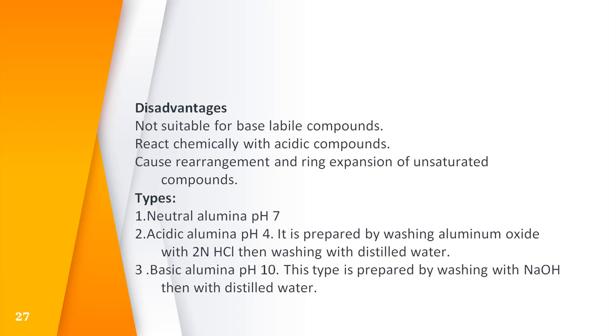Disadvantages of alumina are: it is not suitable for base labile compounds. It reacts chemically with acidic compounds. It causes rearrangement and ring expansion of unsaturated compounds. It is available in various types. First is neutral alumina, which is pH 7, acidic alumina pH 4, basic alumina pH 10. So acidic alumina can be prepared by washing aluminium oxide with 2 normal HCl and then washing with distilled water. Similarly, basic alumina can be prepared by washing with NaOH and then with distilled water.